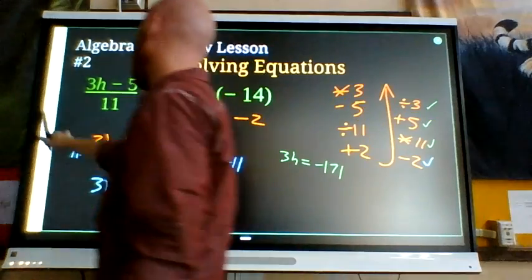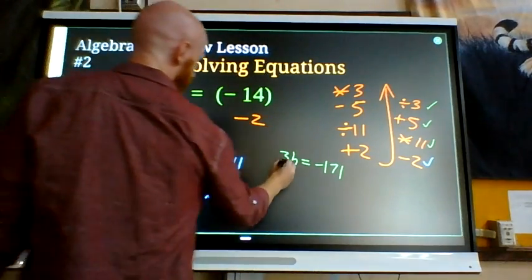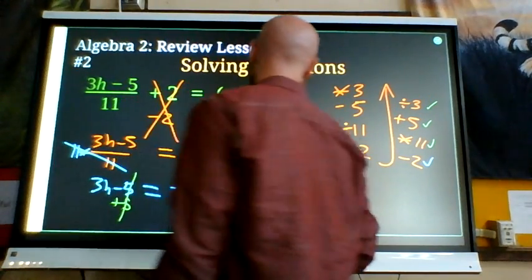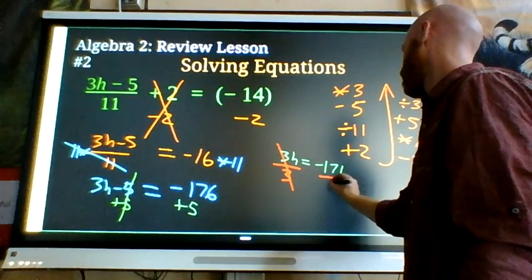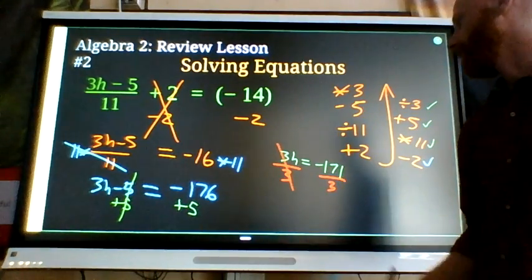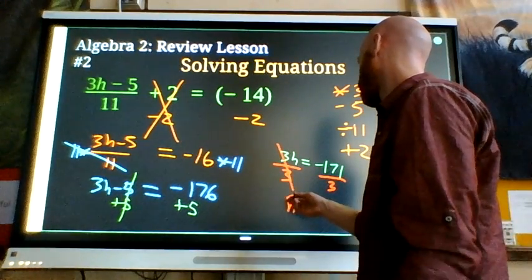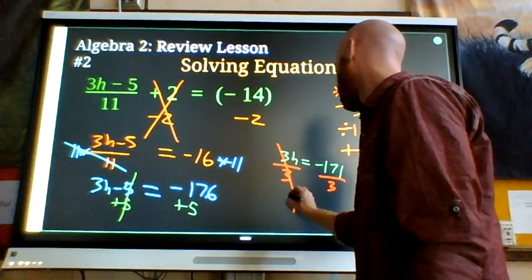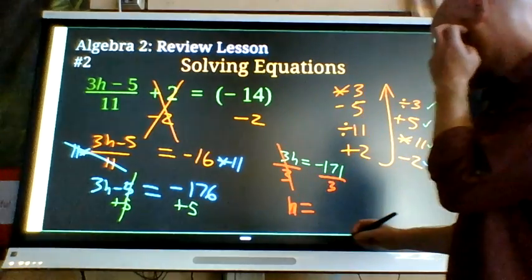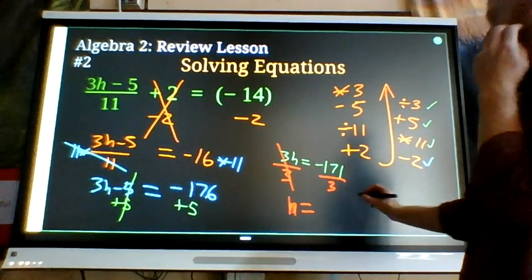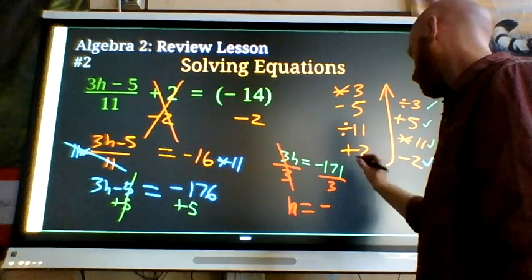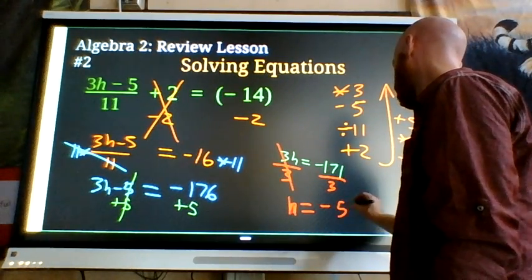All right. Divide by 3 takes care of times 3. On the other side, divide by 3 to keep balance. H equals negative 57.